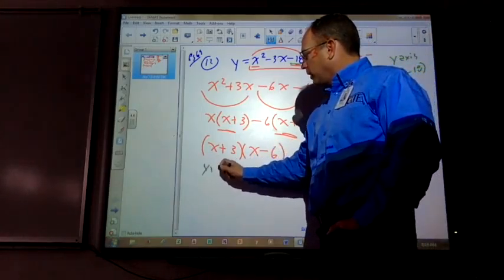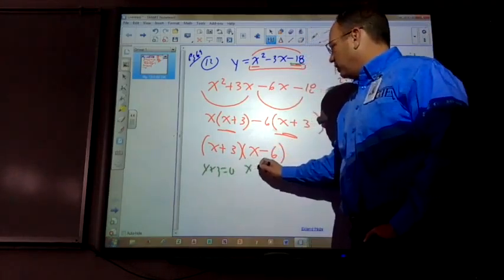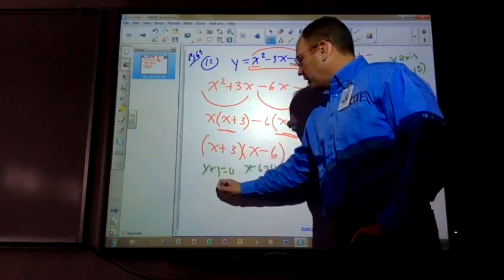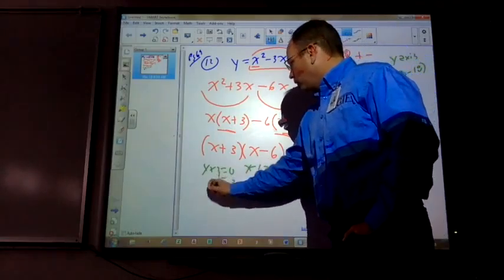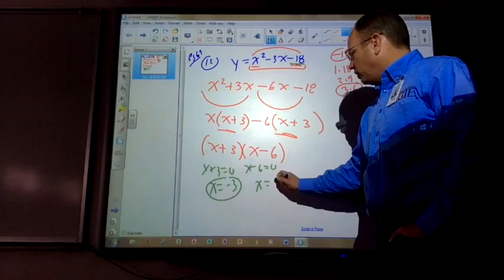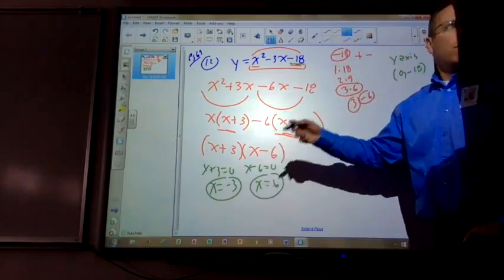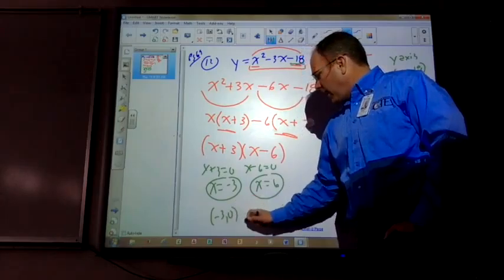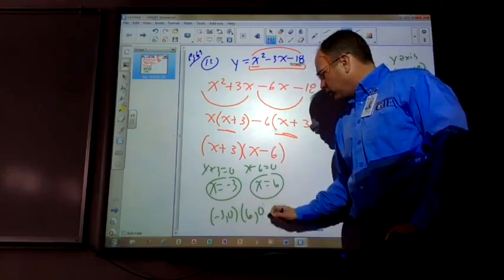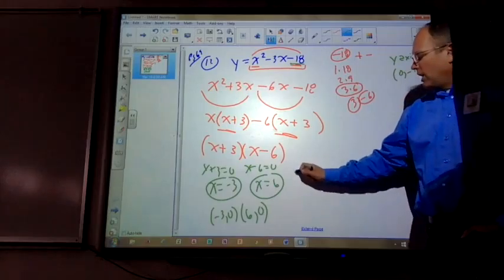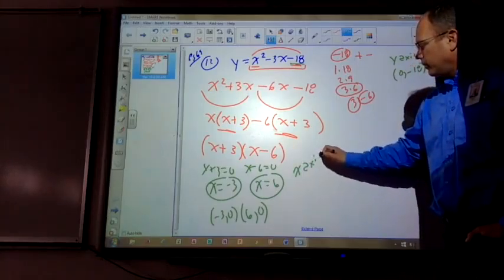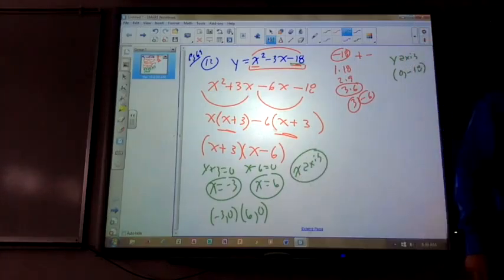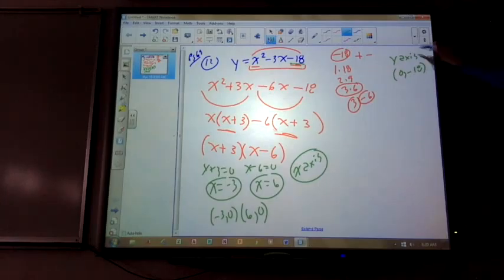So we set each of these equal to 0. x plus 3 equals 0, x minus 6 equals 0. So I get x equals negative 3, which was already stated, and x equals 6, which was already stated. Those are points. If we wanted to make it a point, it would be negative 3 comma 0 and 6 comma 0. That's where it would cross the x-axis. So we're answering the questions. They didn't ask us for this, but putting extra information, we're okay.